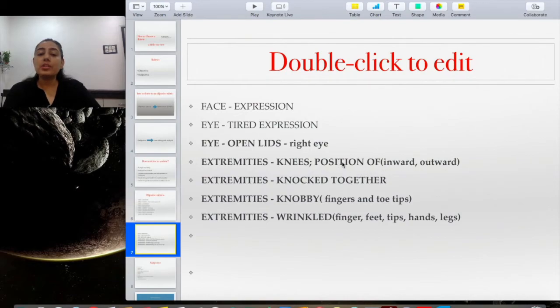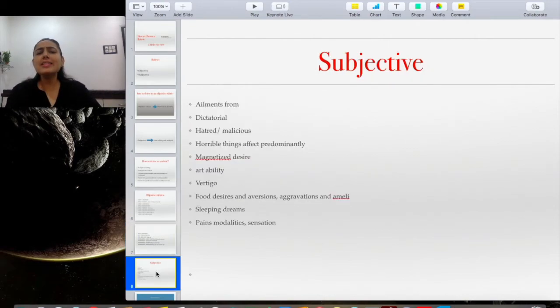Then you have the position of knee. Many patients, when they come to your clinic, you can see their knees are bent inward or outward. That is again a very important observatory symptom. Knocked together, knees are knobby, fingers and toe tips. When the tips are knobby, they are thick, knob-like. This is again a very important observatory symptom. Wrinkled fingers. Some patients have their hands and feet very wrinkled. They are shriveled. Not everyone will have that. This is again a very good objective rubric. Let us see some subjective rubrics.